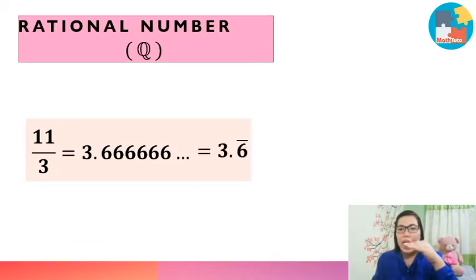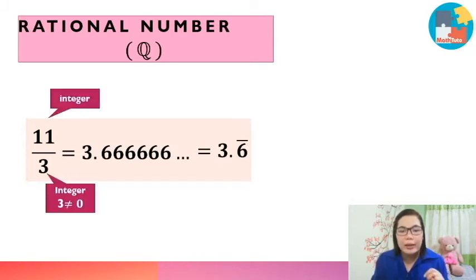Kanang numero, under anang bar, buot pasabot, nagbalik-balik na siya, no? And this number can be written as a ratio of two integers, which is 11 and 3, okay? And 3 is not equal to 0. Therefore, 11/3 is a rational number.